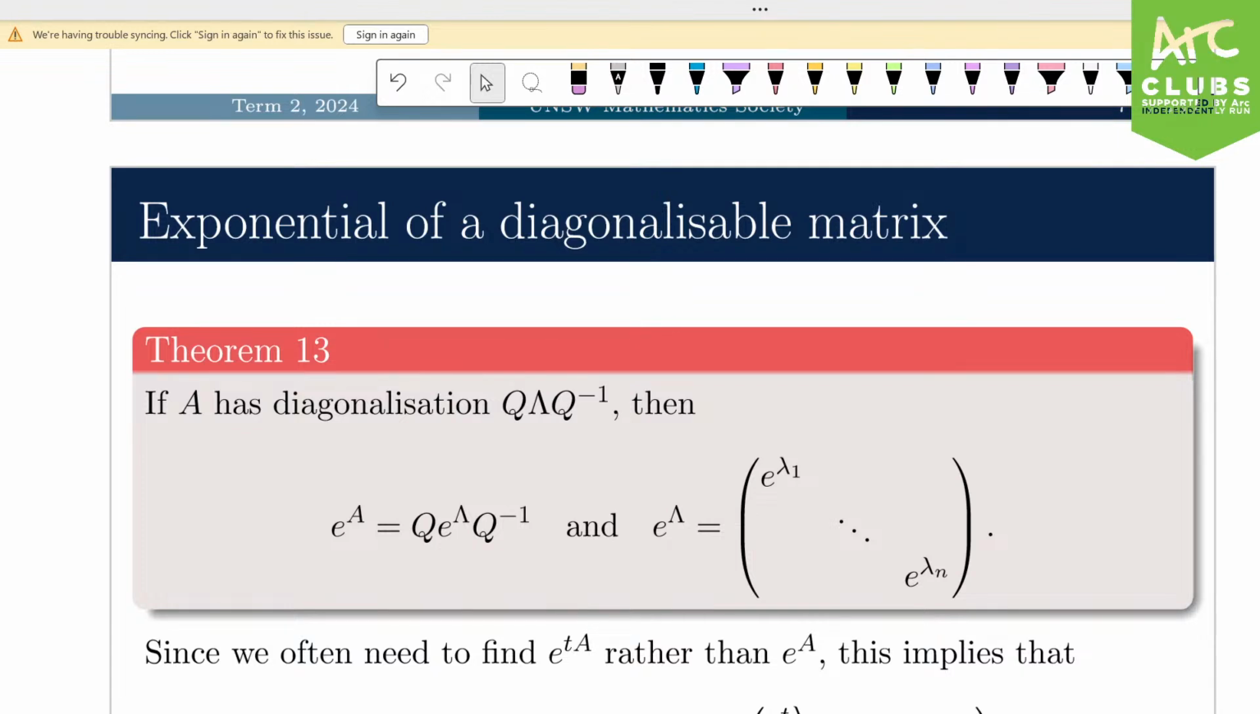Okay, and now oftentimes we want to find what e to the tA is, since that's the solution to our differential equations.